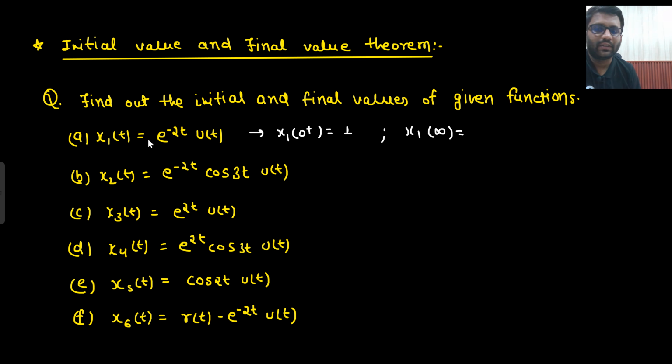That is known as final value. So what is the value? That is 0. Right? You put t equals to 0 here, e to the power 0 is 1, u(t) is also 1 at t equals to 0 plus, and at t equals to infinity, this is 1, but e to the power minus infinity will be 0.